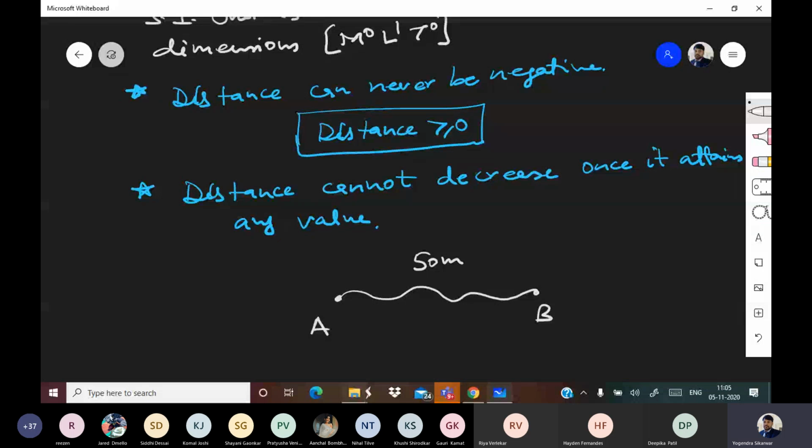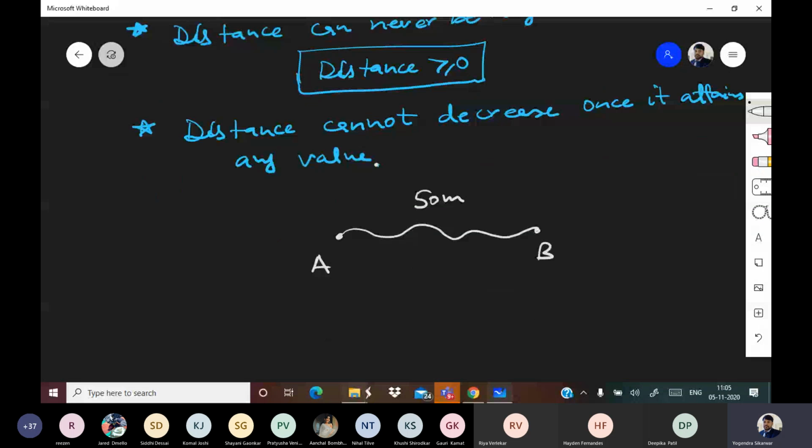Whether it goes in any direction by 2 meters, it will become 52. It will not become 48, because distance is always increasing, it cannot decrease. So keep that in mind also. This can be asked in some graph, in which a distance is increased, then they are trying to show it going down. No, that's not possible. If you find such a graph, you can clearly say that it is not possible. So this graph is wrong.